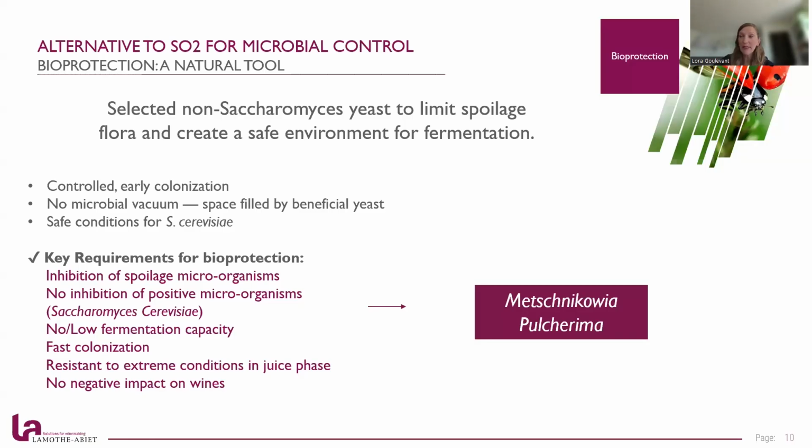So the Metschnikowia pulcherrima is a non-Saccharomyces yeast. It's really known in food industry and food science for its ability to prevent other spoiling activity. We can see this strain in nature on a lot of different fruit or grapes. So it's naturally found on grapes in the wine industry. We just studied it more precisely, and we selected one of the strains that had the best ability for bioprotection in wine.